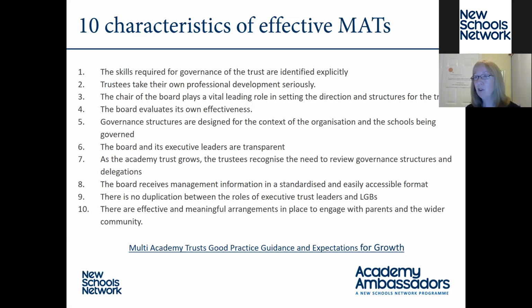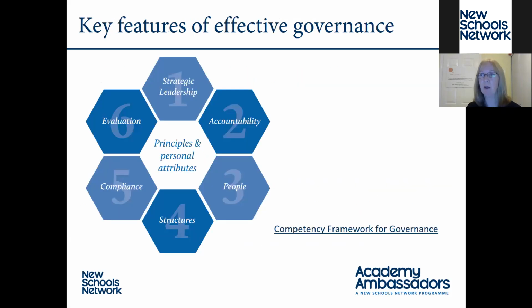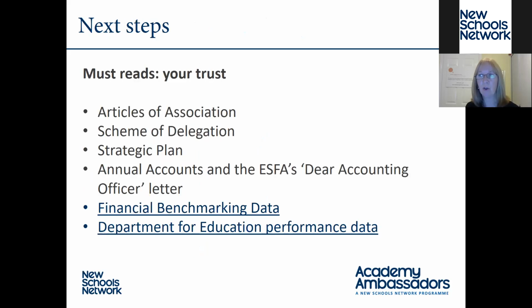So just to wrap then, we have looked at very quickly the features of effective governance. As I say, do look at the competency framework for governance. All details and more are in that. In terms of next steps, there are a few items of essential reading for you. So on the next slide, things like the articles, scheme of delegation, strategic plan, annual accounts, Dear Accounting Officer letters. Look at your DFE performance tables, look at the financial benchmarking data, which you can get from a link from the DFE performance table. So it's all through the one site.